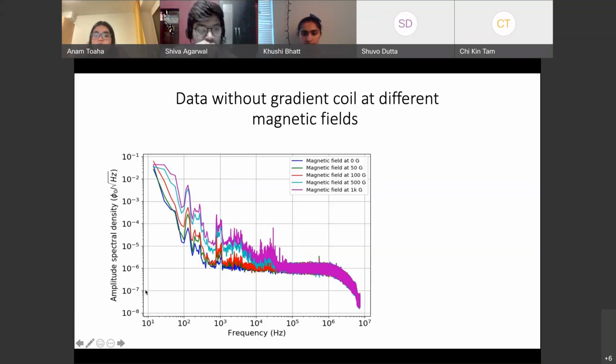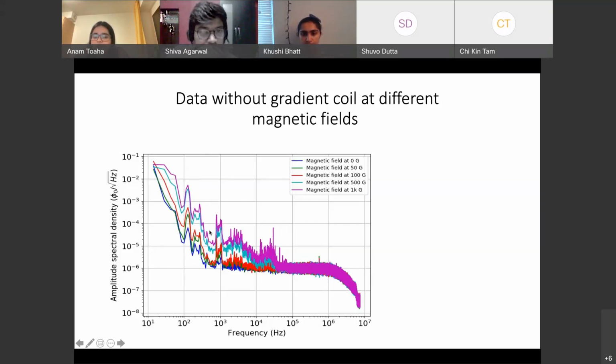So this is the data without gradient coil. I have calculated at different magnetic fields: at 0 Gauss, at 50 Gauss, at 100 Gauss, at 500 Gauss, and at 1 kilo Gauss. So you can see that as the magnetic field increases, there is much more noise in the spectrum of our data.